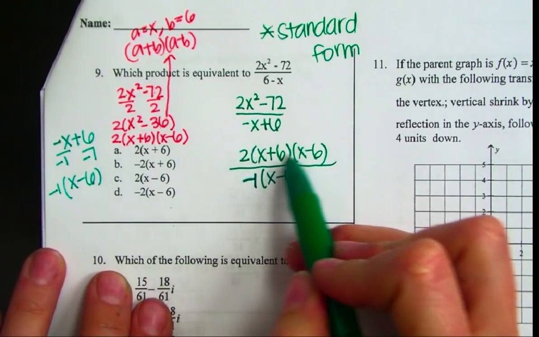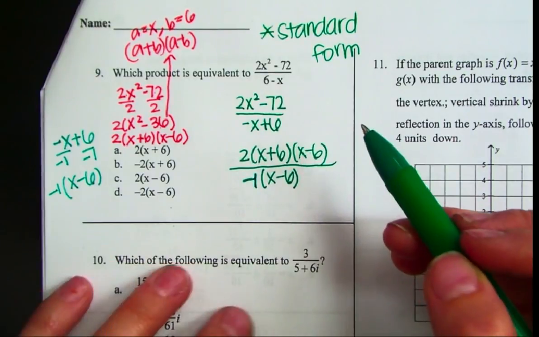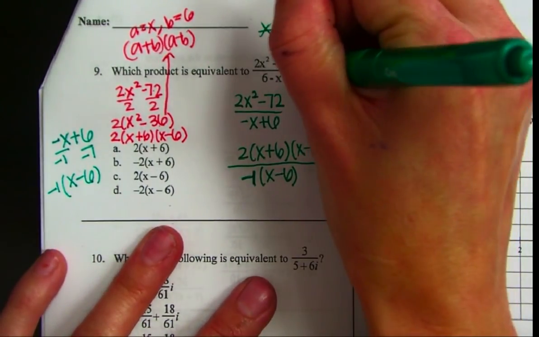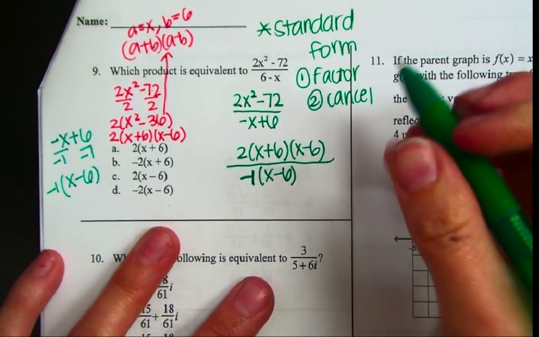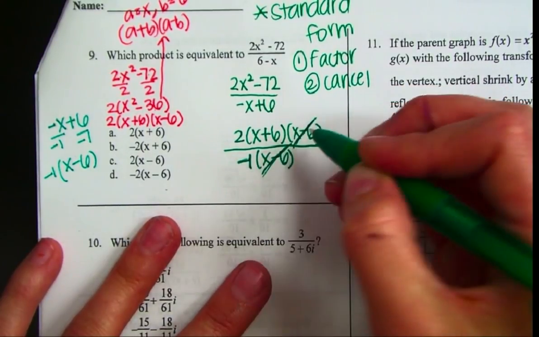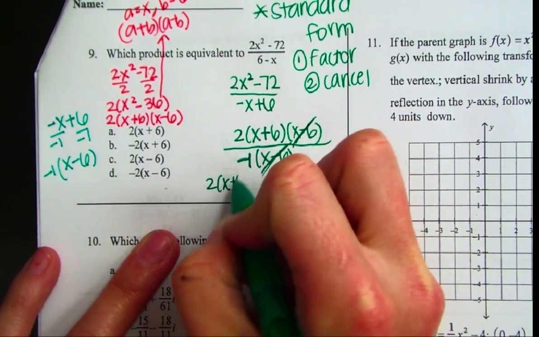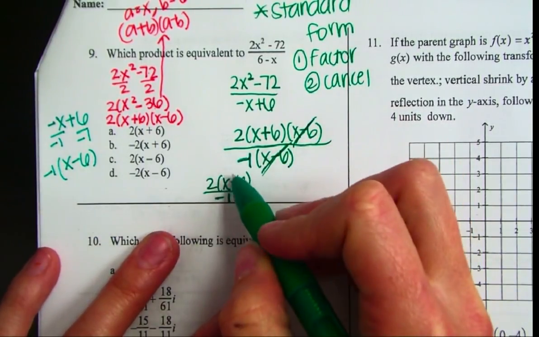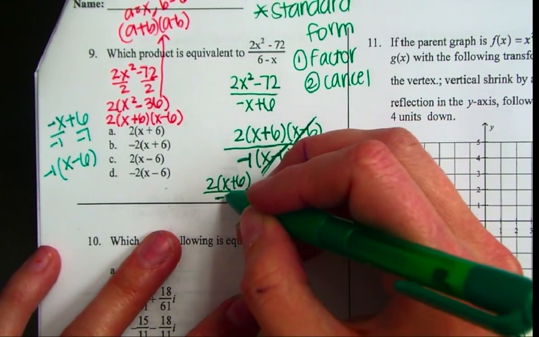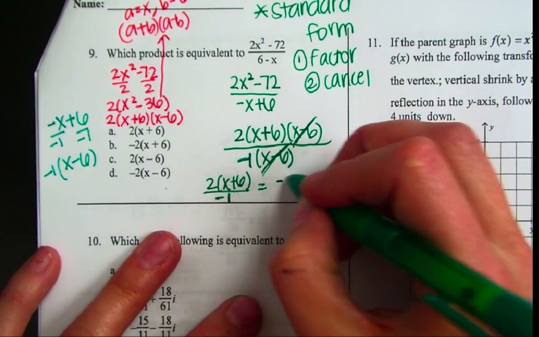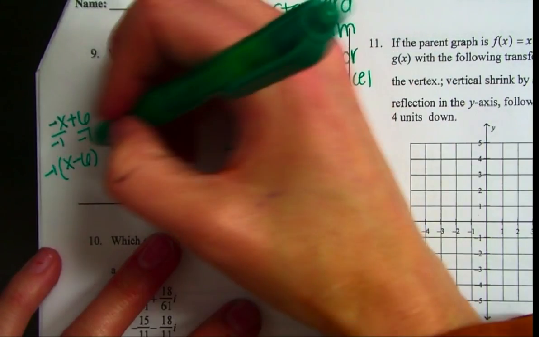Again, you can always distribute all of this to make sure you have this here, and distributing here would give you this. So once you're done factoring, you are going to cancel out your common factors. So we have x minus 6 here and here, and then nothing else is going to cancel. So we're left with 2 times x plus 6 over negative 1. And then anytime you have 1 on the bottom of your fraction, it doesn't mean anything. So dividing this by negative 1 just makes the answer negative. So my answer is B.